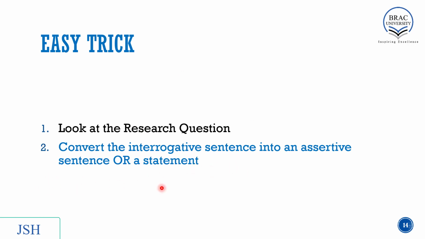Let me explain. Your research question is always in a question format, right? It has a question mark at the end. Now, all you have to do is convert this question into an assertive sentence. That means something without a question mark. And then you are done. Now, let me explain everything step by step with the examples.